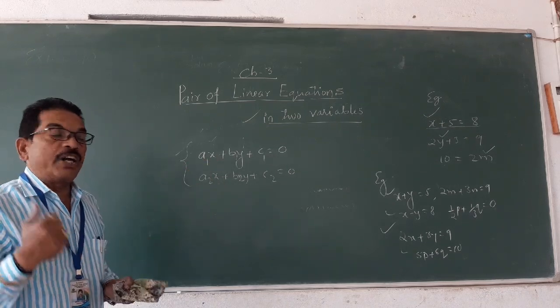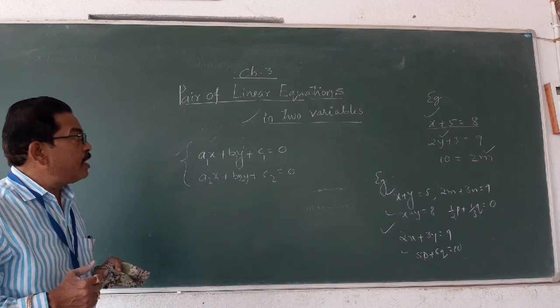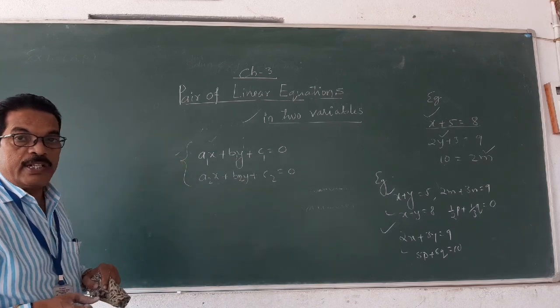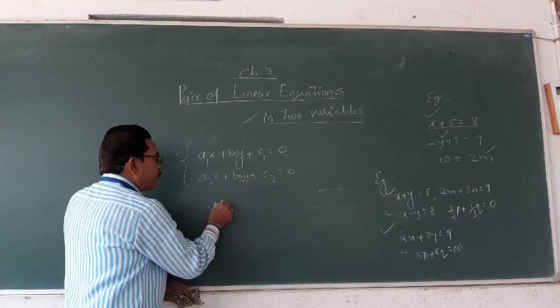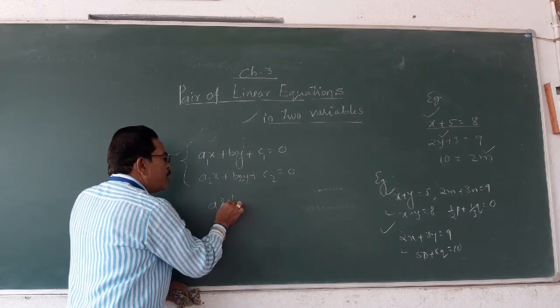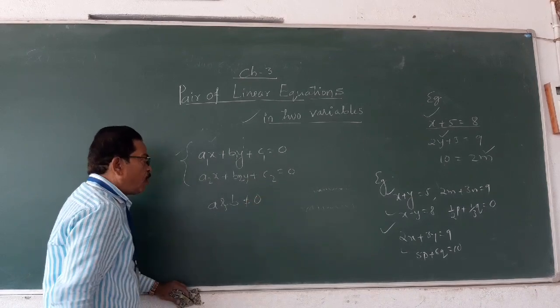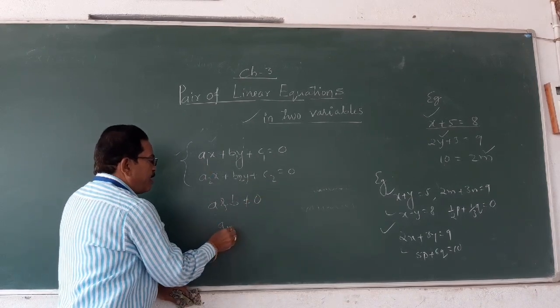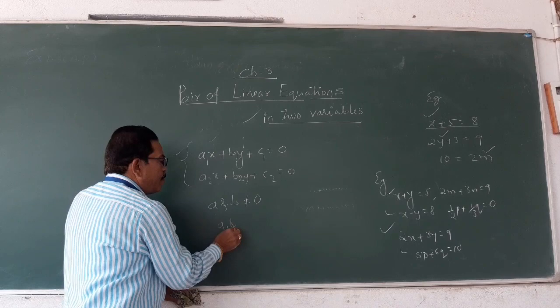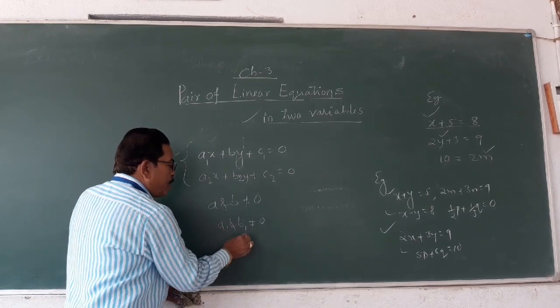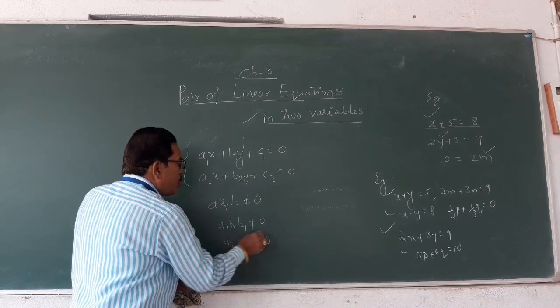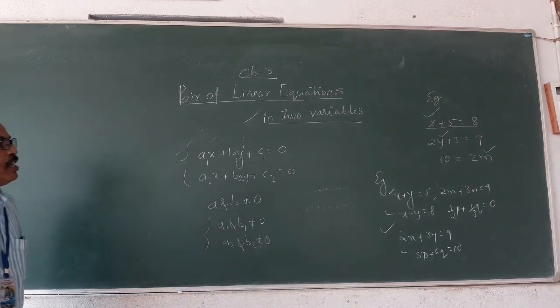But what are the conditions for these pair of linear equations? The general conditions are a and b should not be equal to 0. In this case, a1 and b1 should not be equal to 0, a2 and b2 should not be equal to 0. These are the conditions for a pair of linear equations in two variables.